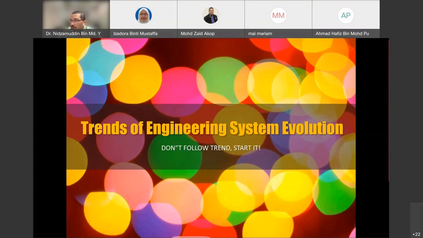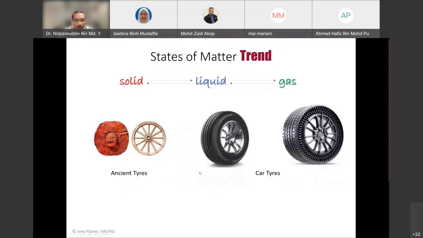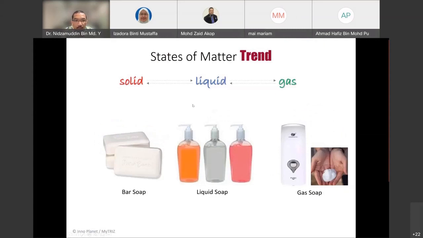So trends of engineering system evolution: don't follow trends, start them. In the trends of evolution, we can see that the states of matter trend from solid, liquid to gas. So we can see that, for example, from the old bar soap method to liquid soap and then to gas soap.